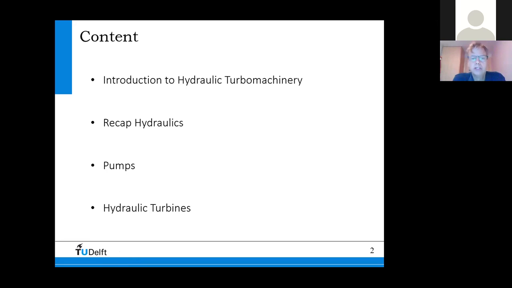So this is what we are going to discuss today. These are the four items: introduction to hydraulic turbomachinery, the recap of hydraulics, pumps, and hydraulic turbines. We also discussed in the first class the naming of turbomachinery. For liquid, we always talk about pumps to increase the pressure. And if you want to extract energy from a medium, we use turbines.